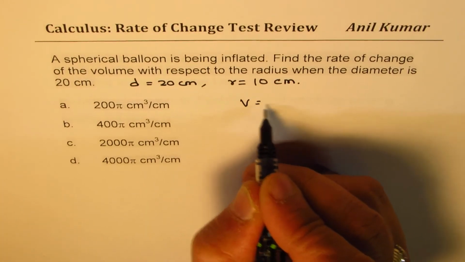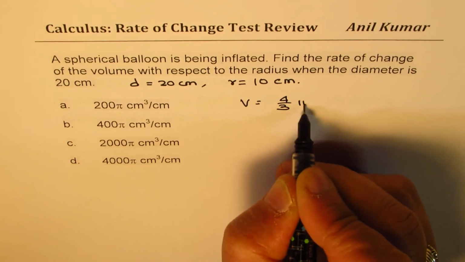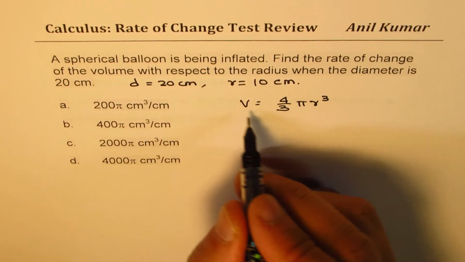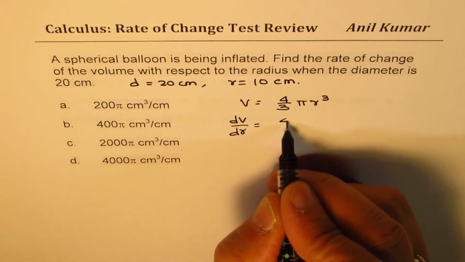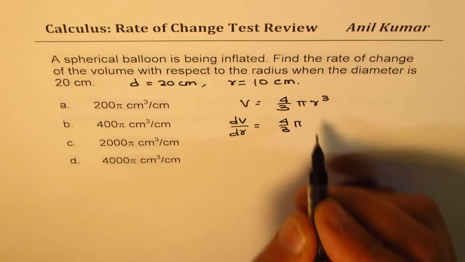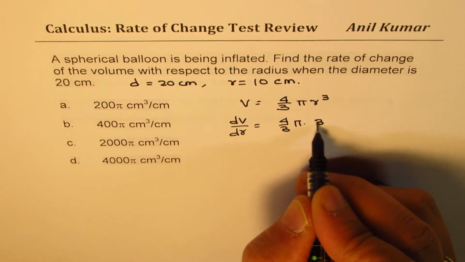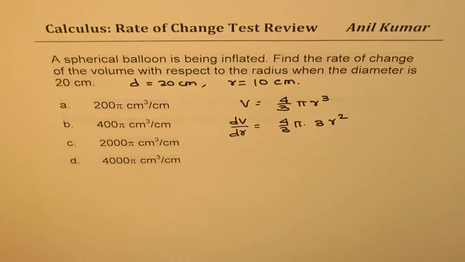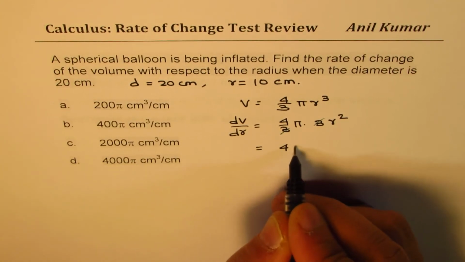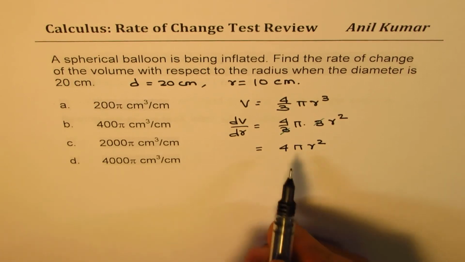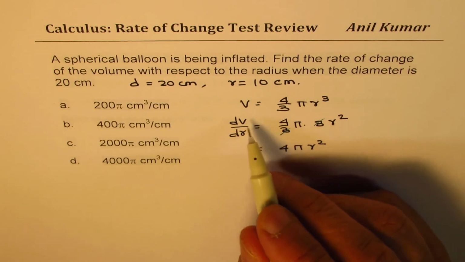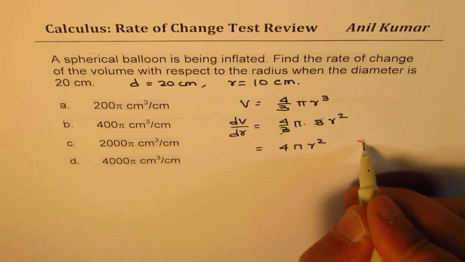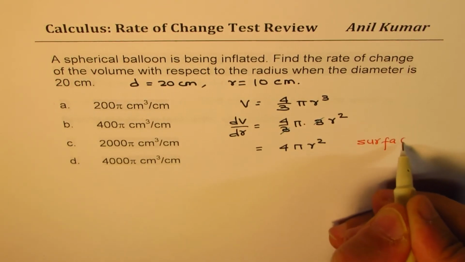Now volume is 4 by 3 pi r cube. Now rate of change of volume with respect to r will be 4 by 3 pi. Derivative of r cube will be 3r square, correct? Now 3 and 3 cancel. So what we get here is 4 pi r square. Now that is also surface area. Like many of you may know, the rate of change of volume is actually equal to surface area at that time.